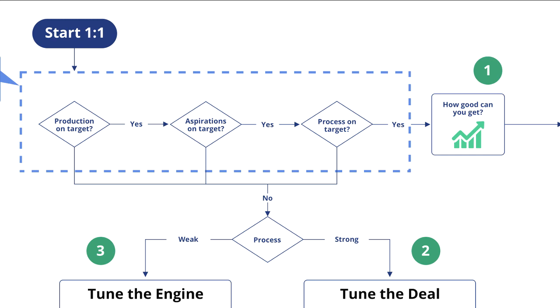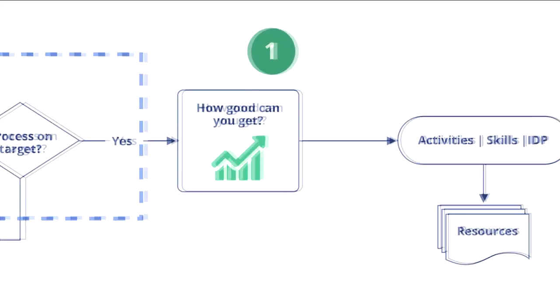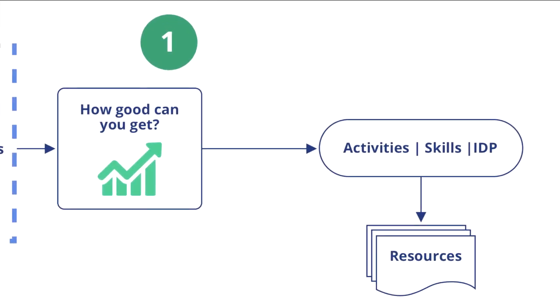Now, if the answer to all 3 of these questions is yes, you will be able to coach around how good can you get conversations. Because this person is a top performer and they're doing so well already, you will be able to set coaching goals inside of Xvoyant around activities, skills, and individual development plans. These coaching goals will help them continue to improve their sales process and continue to perform at a high level.